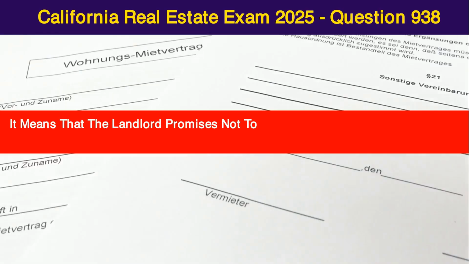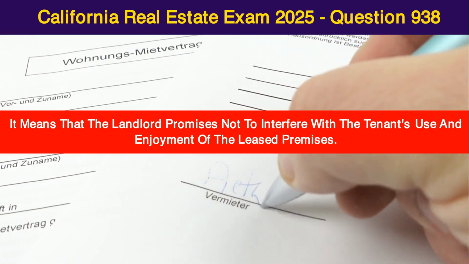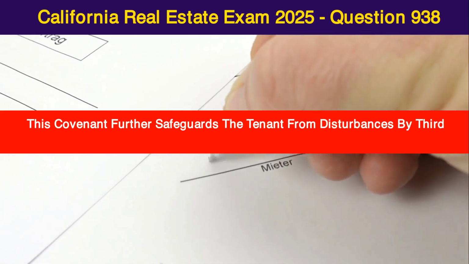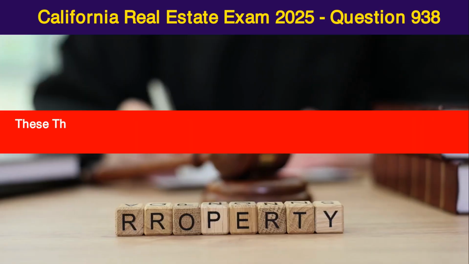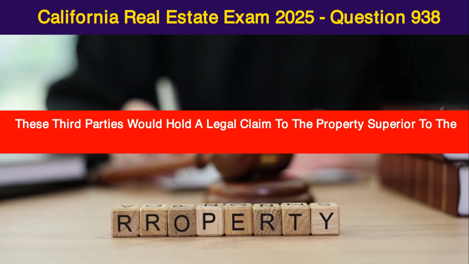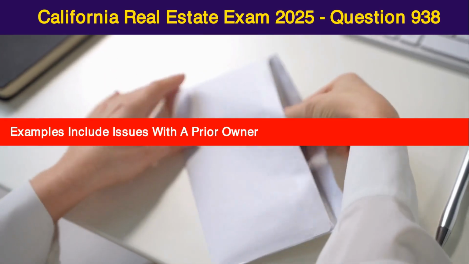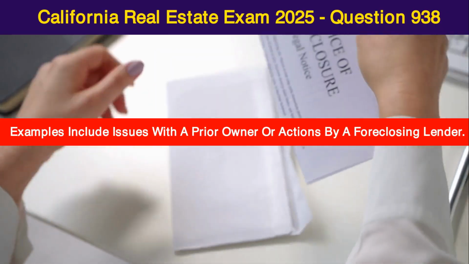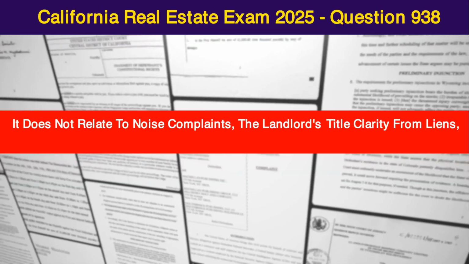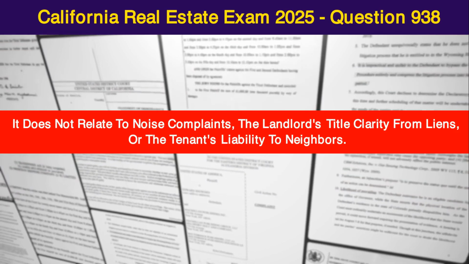It means that the landlord promises not to interfere with the tenant's use and enjoyment of the leased premises. This covenant further safeguards the tenant from disturbances by third parties. These third parties would hold a legal claim to the property superior to the landlord's, known as paramount title. Examples include issues with a prior owner or actions by a foreclosing lender. It does not relate to noise complaints, the landlord's title clarity from liens, or the tenant's liability to neighbors.